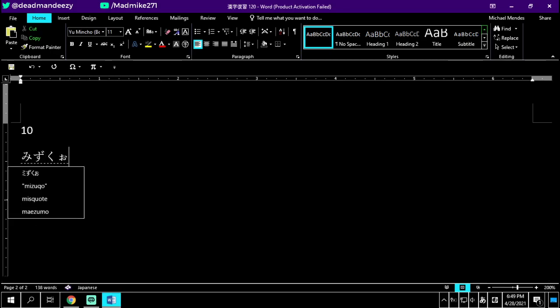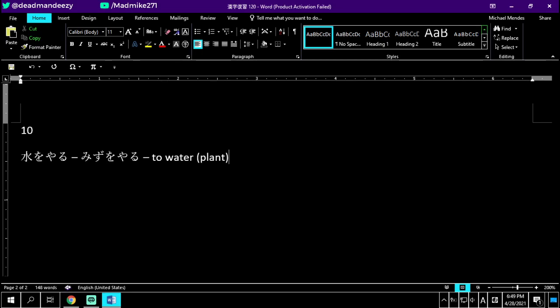Number 10 is mizu wo yaru. Mizu wo yaru is to water a plant. Mizu wo yaru, to do the water. Mizu wo yaru is to do the watering. Mizu wo yaru is to water a plant.